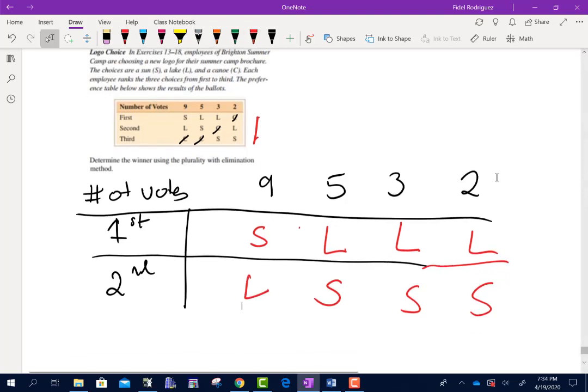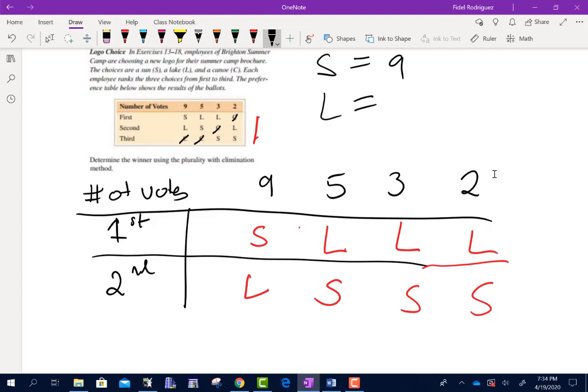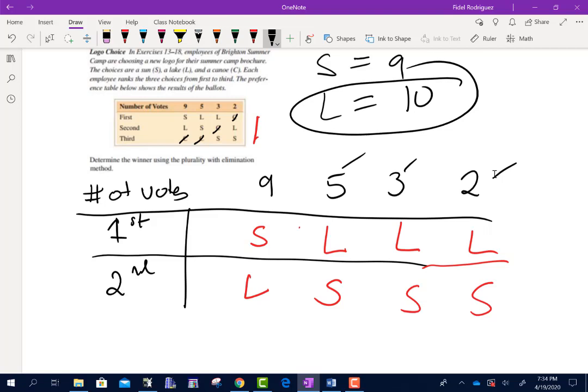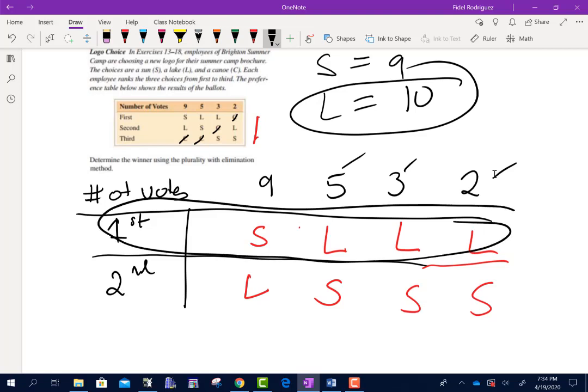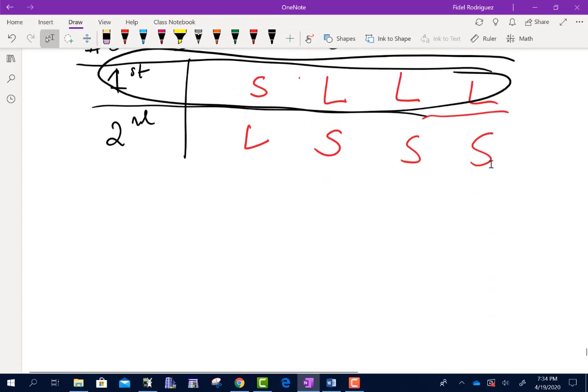All right. So now I'm just going to count first place votes. The sun still has 9. And the lake has 5 and 3, which is 8, and 2 more, which is 10. Here is my majority, and that's my winner by plurality with elimination. Because, again, guys, I'm only looking at my first place votes, and whoever has a majority would be the winner.